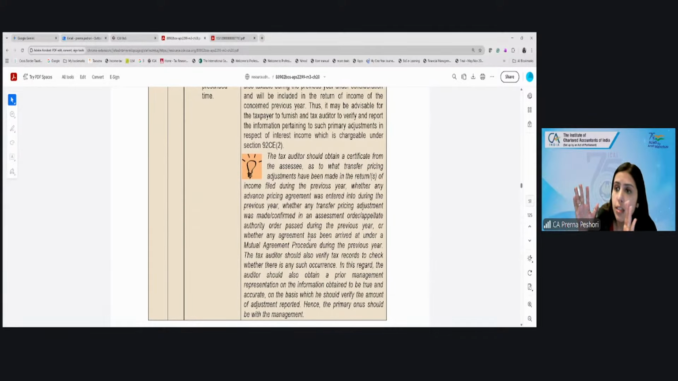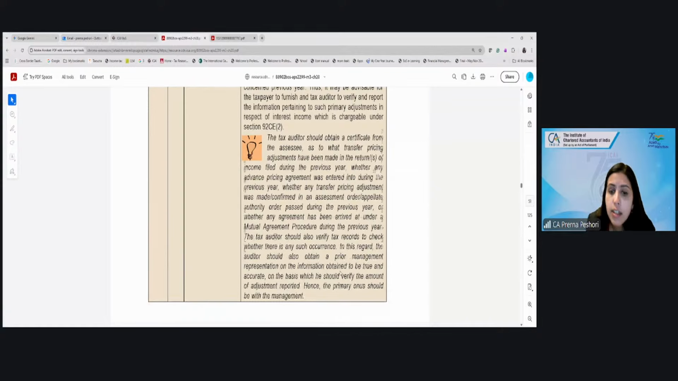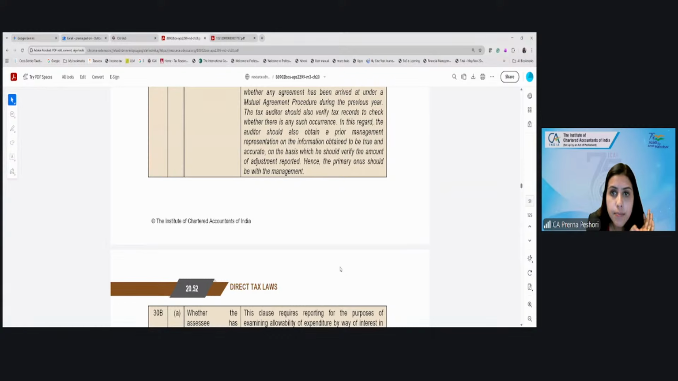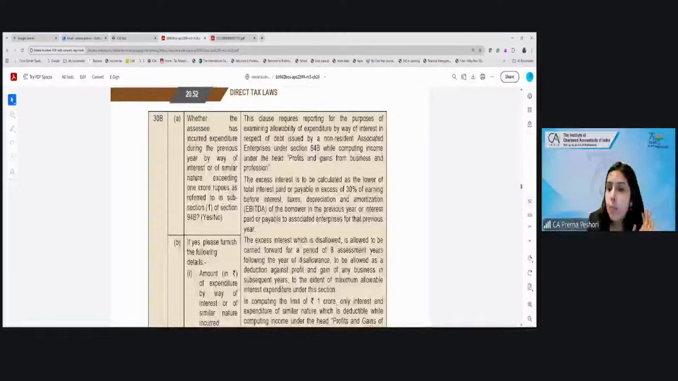So here the tax auditor should look at the transfer pricing report. He should look at any advance pricing agreements entered into by the assessee. He should look at the assessment orders, if any transfer pricing adjustment has been made in them, any appeal orders, and any mutual agreement procedure. And based on that, he should be reporting over here. Are we clear? He can also rely on the management information by verifying the amount, and on that basis he can report it over here. Any questions, any doubt?